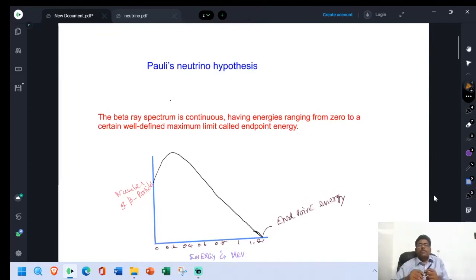In this presentation, we have talked about Pauli's neutrino hypothesis. As far as beta particle emission is concerned, the emission can take place in three ways: negatron emission, positron emission, and the third one, electron capture. During the beta decay process, the quantities energy, linear momentum, and angular momentum are not conserved. To solve these difficulties, Pauli introduced the neutrino hypothesis.